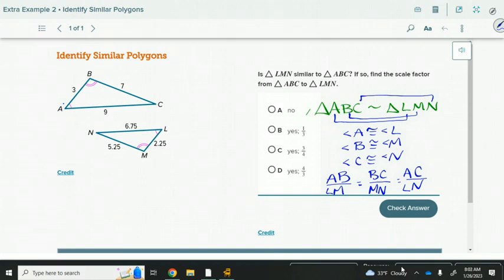and see if all the fractions are indeed equal. So for AB over LM, that's going to be 3 over 2.25. Okay, then for BC over MN, 7 over 5.25. And then AC over LN is 9 over 6.75. Okay, so that is the numbers in. And then I have to see if these are equal.